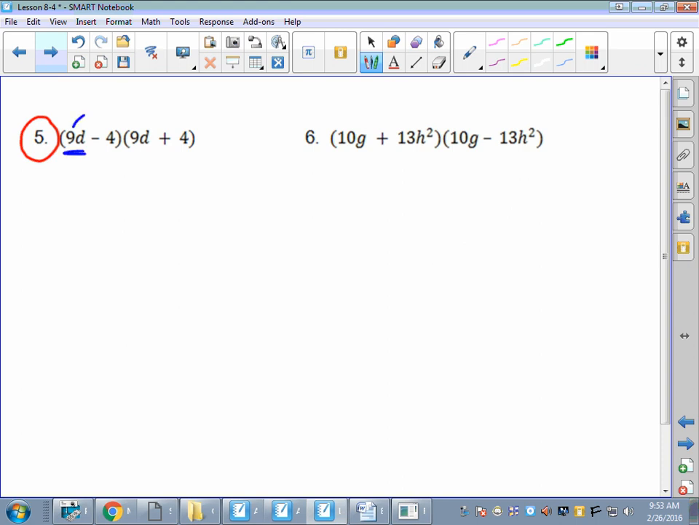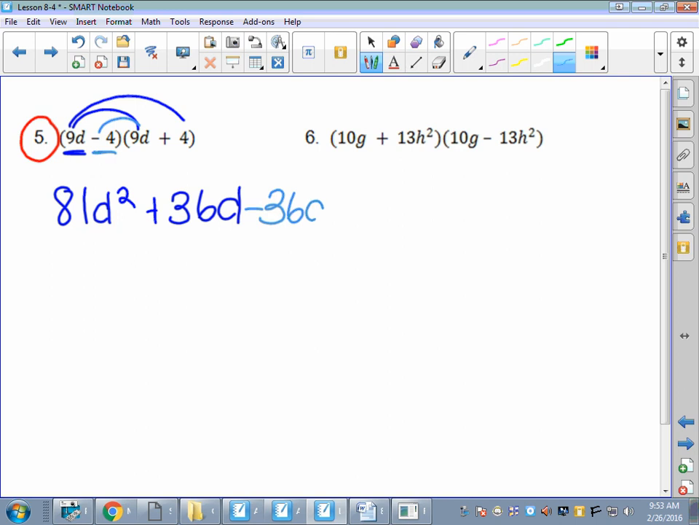So let's just start FOILing. 9d times 9d is 81d to the second. 9d times 4 is a positive 36d. Then I'm going to switch over to this negative 4 times 9d. Negative 36d, and negative 4 times positive 4 is a minus 16.